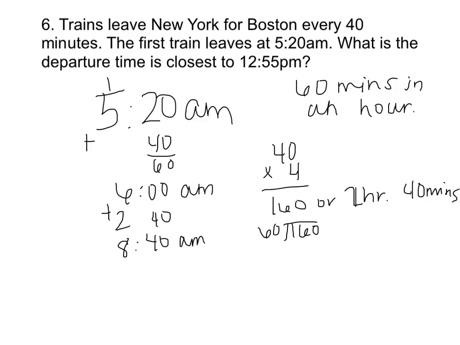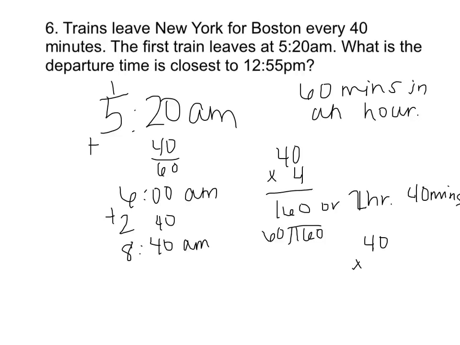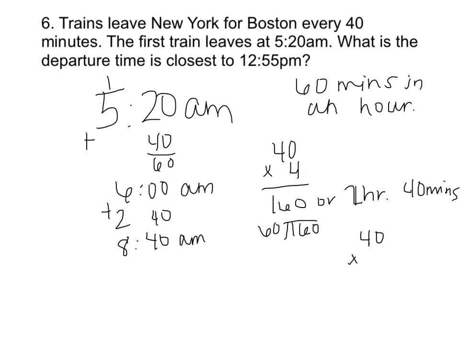Now I notice I'm not quite getting there as fast as I want to. I've only gone 3 hours. So I'm going to try another time again, finding a bigger number that is a multiple of 40. Remember, multiples of 40 is just like 40 times 1, 40 times 2, 40 times 3, 40 times 4. I know 40 times 4 will get me 2 hours and 40 minutes. I'd like a little bit more than that. So let's try 40 times 6.